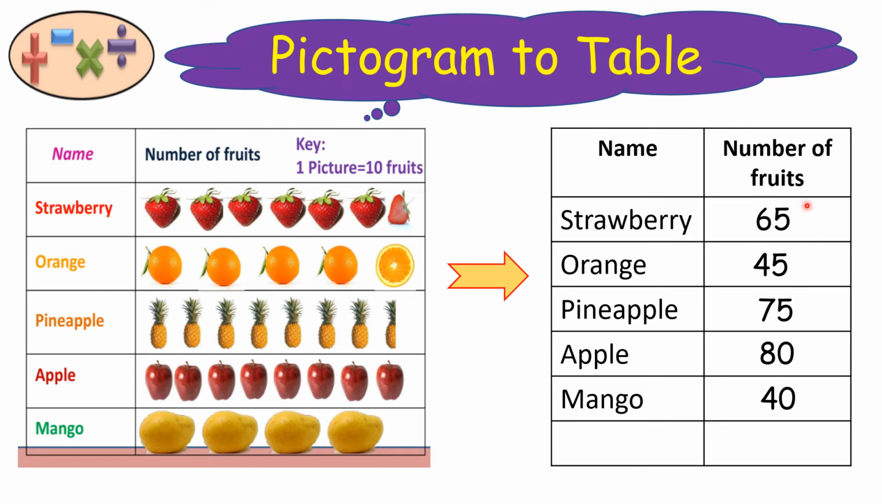And mango, we have 40. And then we are going to add this column. So it is equal to 305. So n equals 305.